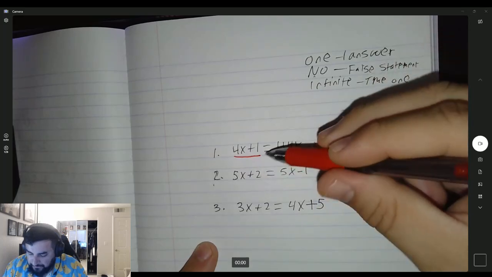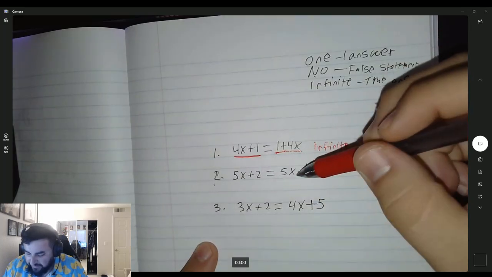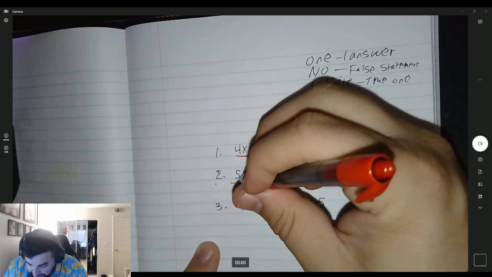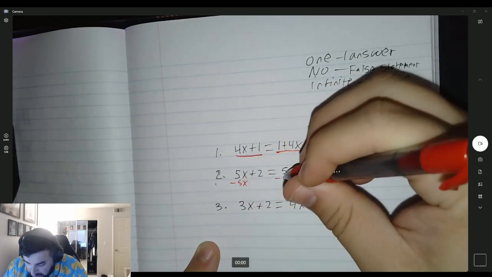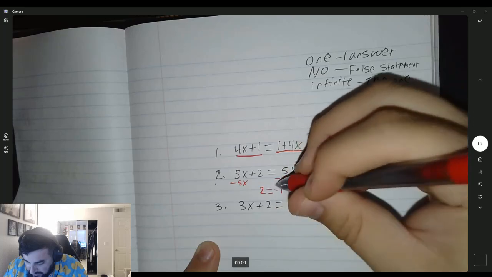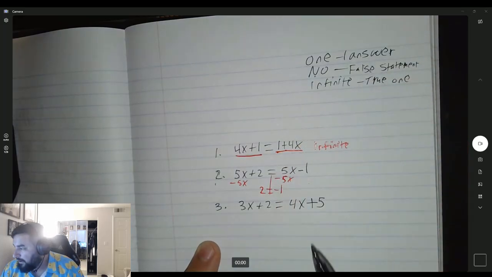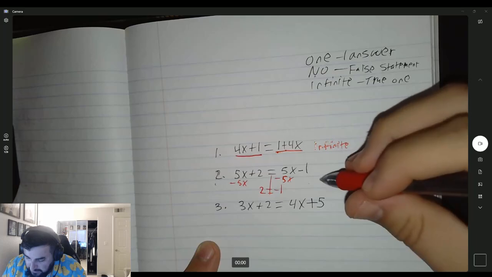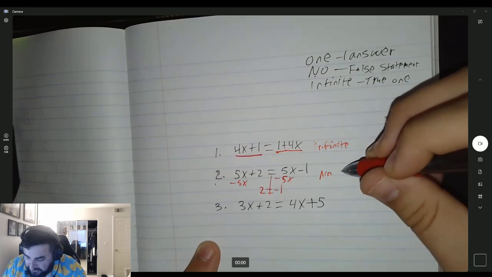Next one, 5x plus 2 equals 5x minus 1. We'll subtract 5x from both sides, and you get 2 equals negative 1 left over. Uh-oh. Yeah, that's not true. That's a no solution, because that is false.